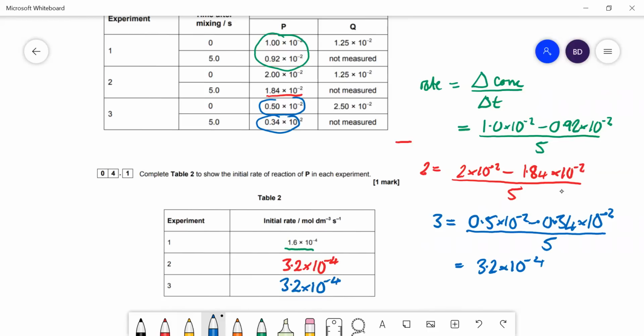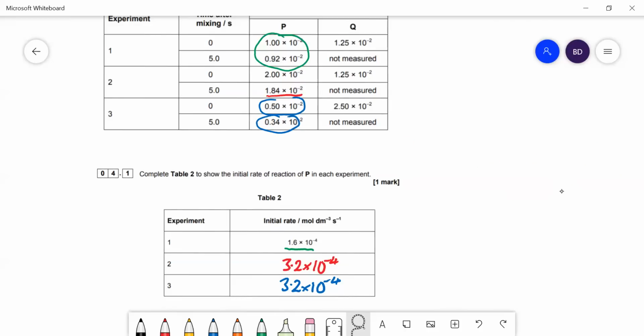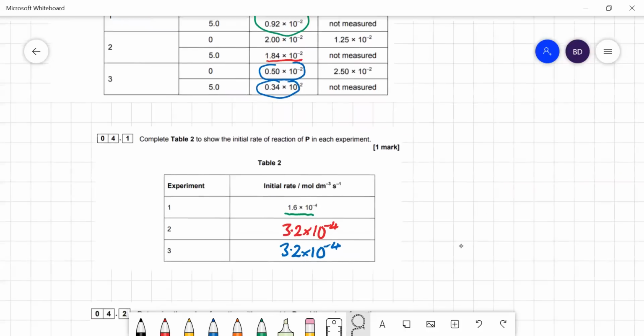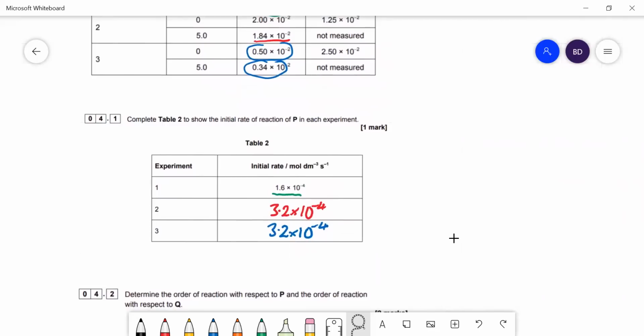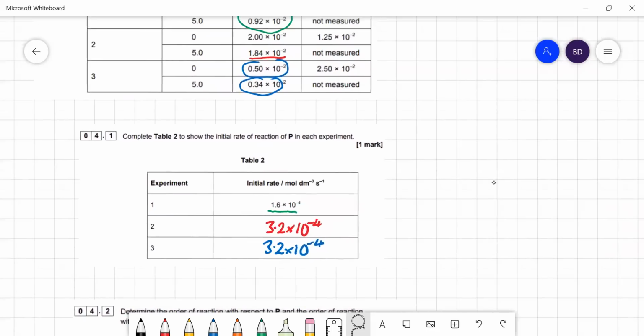Right, and so put the working out here. It was pretty easy, but people were a bit thrown by it because it's quite unusual. Determine the order of reaction with respect to P and with respect to Q. That's what we're going to do now. Work out the orders.